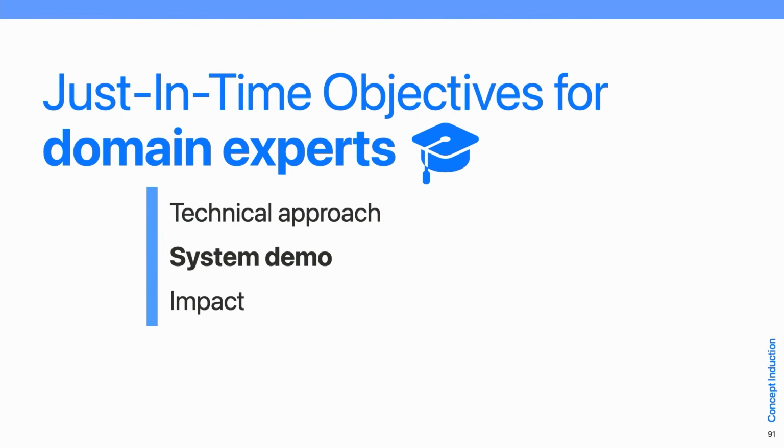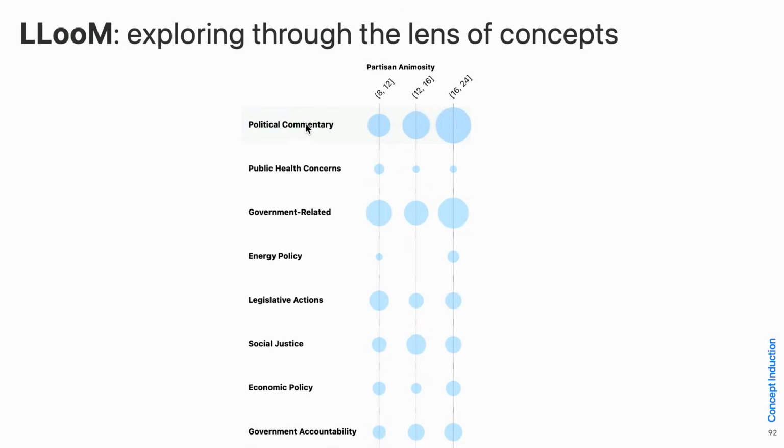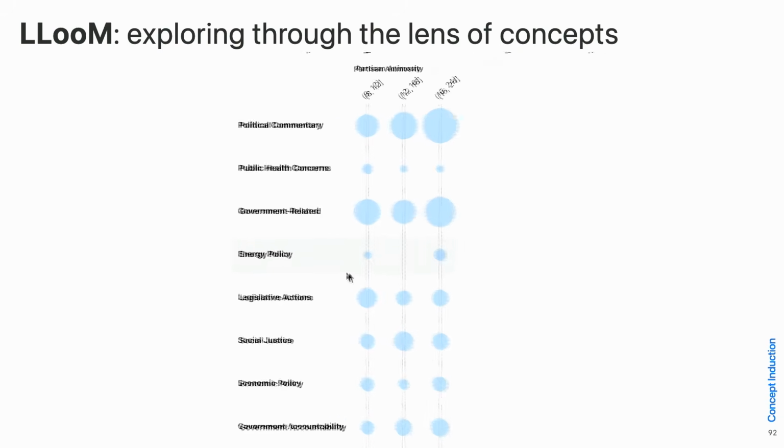We built a text analysis tool around this concept, allowing us to visualize data sets in terms of steerable concepts. And I'll show how we can use it to analyze a data set of political social media posts. We have a main matrix view here where we can see all the concepts that were generated by Loom as rows. And on the columns, we see metadata, like here, partisan animosity ratings.